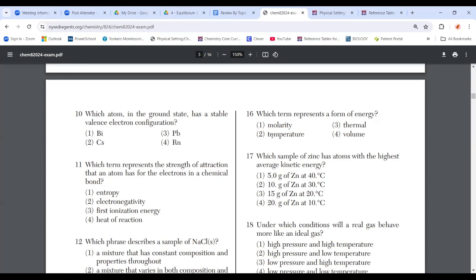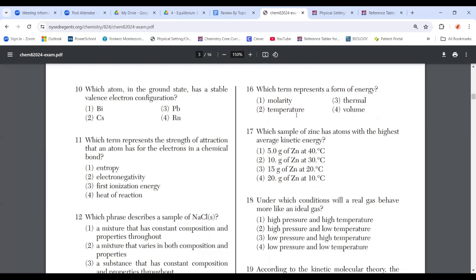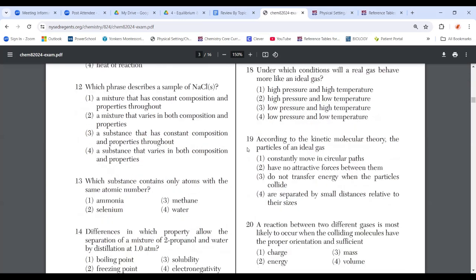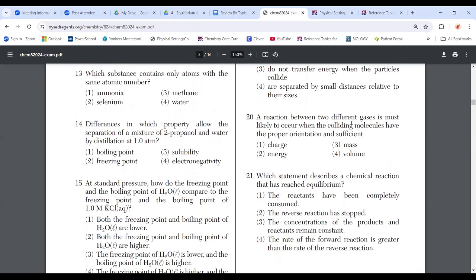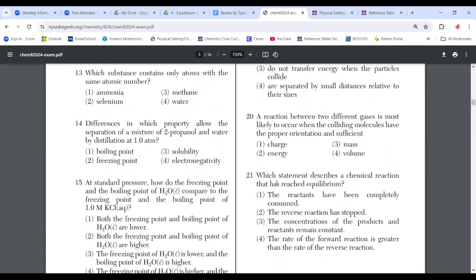If you have a substance that is very cold temperature-wise, what you're basically saying is that the particles are not moving very much. And that's a reduction of their kinetic energy. So temperature just measures it. It is not the energy itself. Thermal energy is the energy you're measuring, essentially. Okay, but I know you guys know that these two words are related, and so you're likely to mess them up. All right, 20. A reaction between two different gases is most likely to occur.